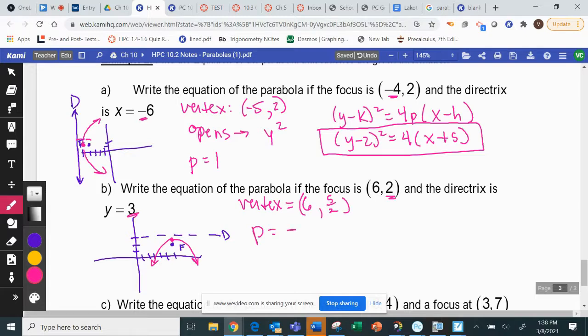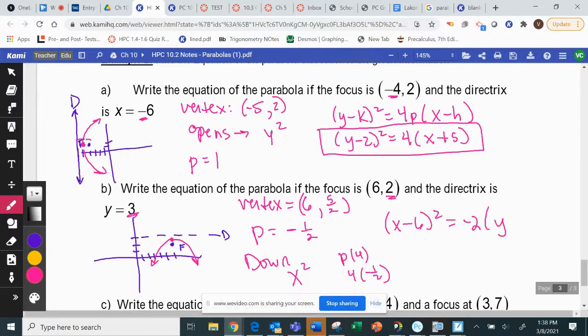Since it opens down, my p is going to be negative, and then I figure out how far apart the vertex is from the focus. Sorry, I said that wrong. The vertex from the focus is 1/2, and this opens down, so it's going to be x squared. So x minus 6 squared equals, I'm going to do p times 4, or 4p, sorry. 4 times negative a half is negative 2. And then y minus 5 halves. Done.